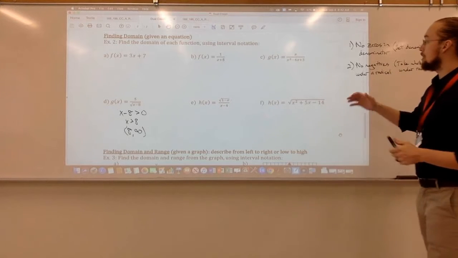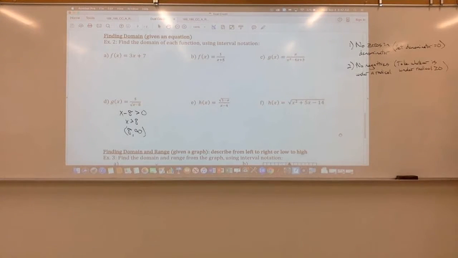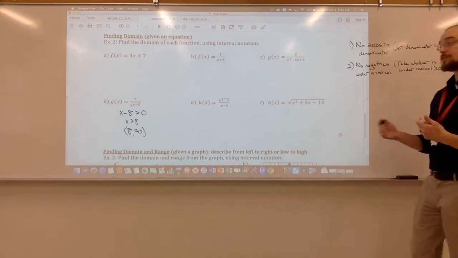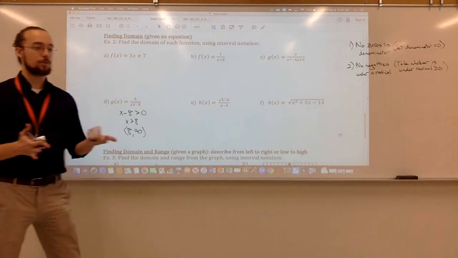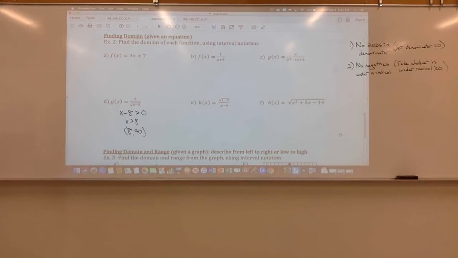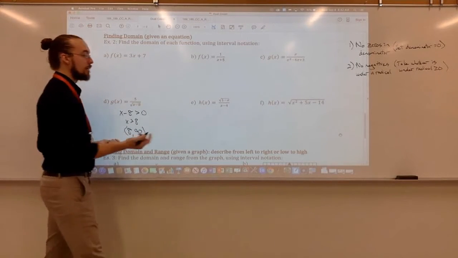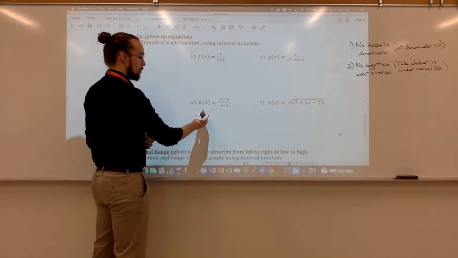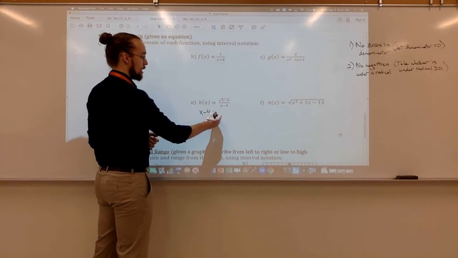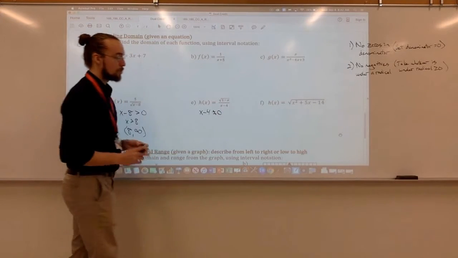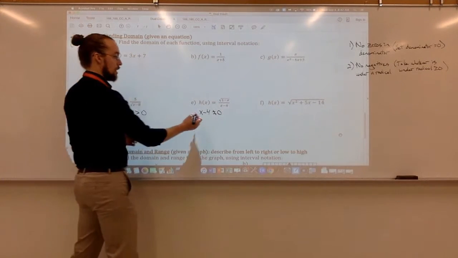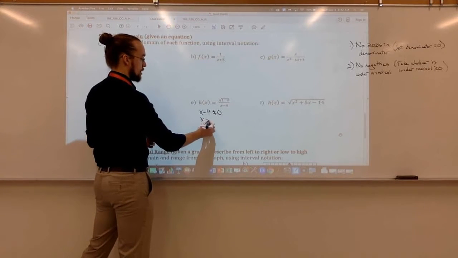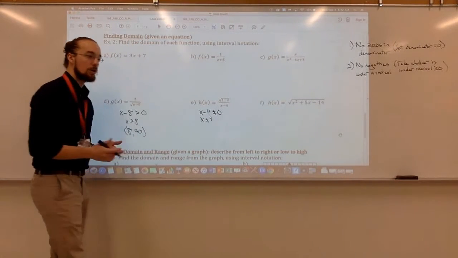Okay, so let's take a look at E then. Again on E, both of these scenarios crop up. We have a denominator and we have a radical. This time the radical is not in the denominator, so we will have to deal with those two things separately. So I want to say, well, I can't let this denominator equal 0. So I'll say x minus 4 not equal 0. Add the 4 over, and we get that x cannot be 4.